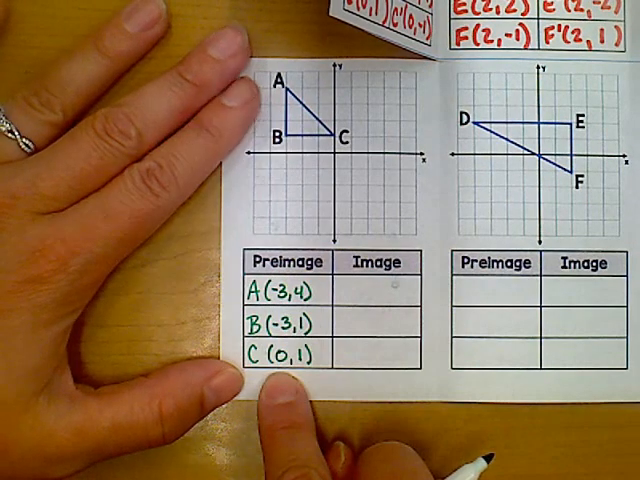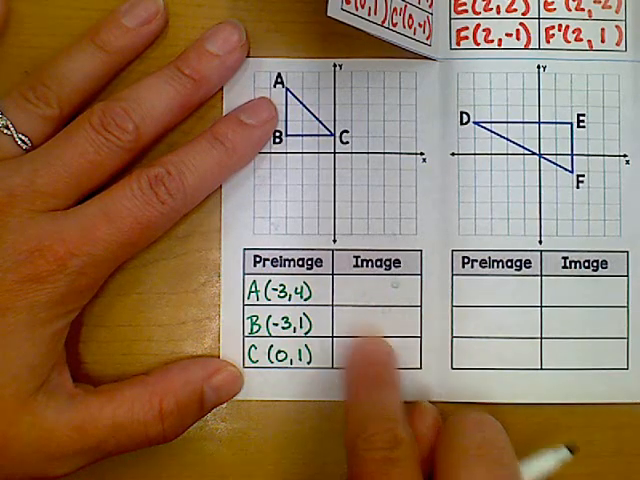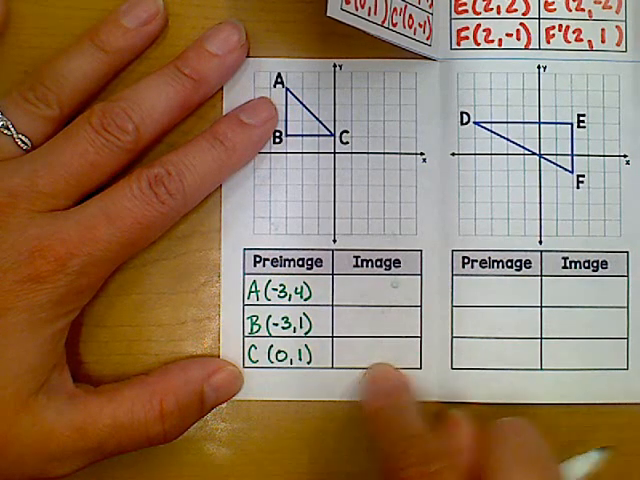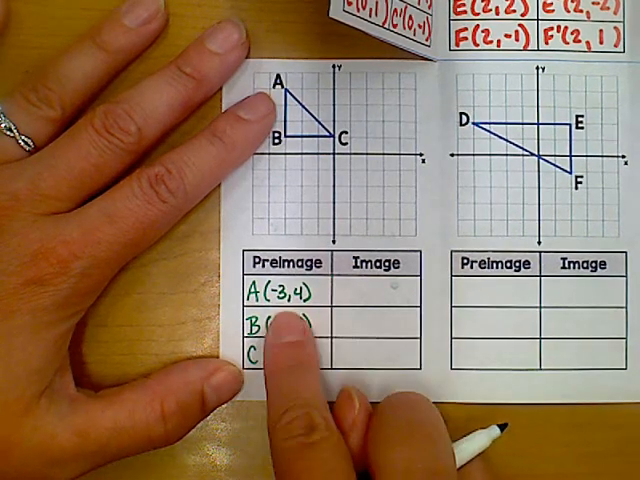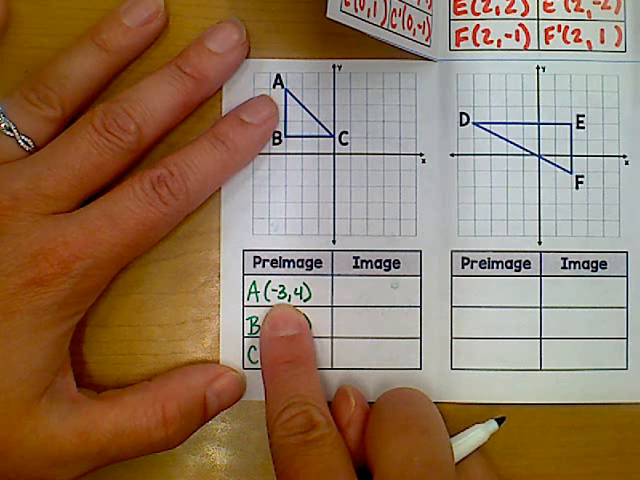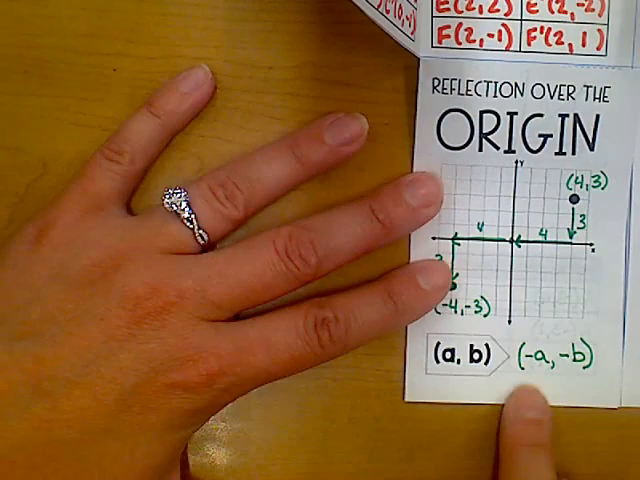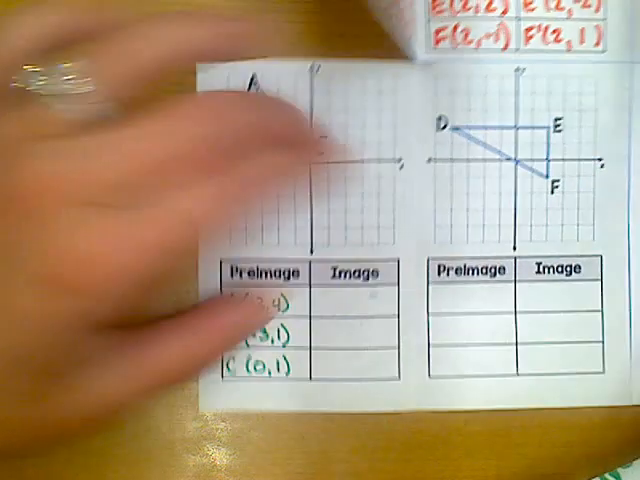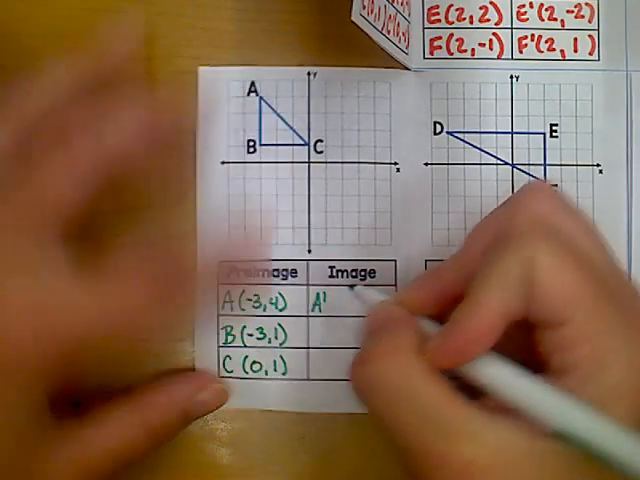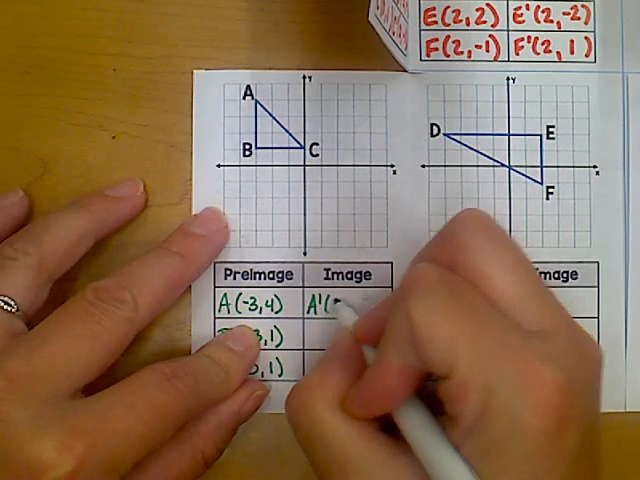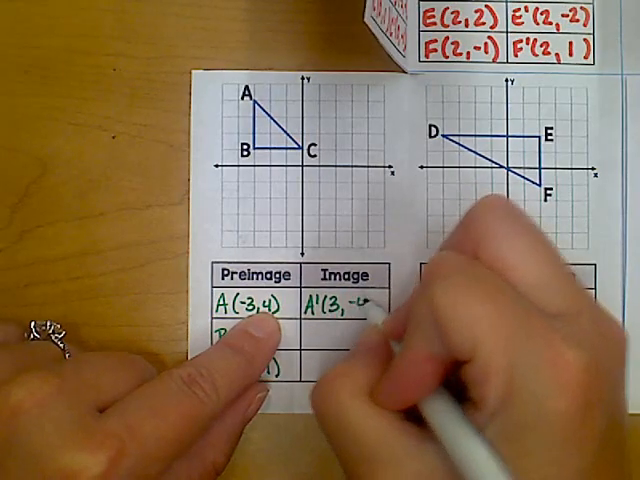Okay, so I have my A, B, and C, and now I'm going to show you on this one how to use our rule to get our image coordinates, and then we'll graph it, and then I'm going to have you do D, E, and F. So starting here, since we're going over the origin, both x and y are going to their opposites. So if this is -3, 4 for A prime, the opposite of -3 is 3. And the opposite of 4 is -4.